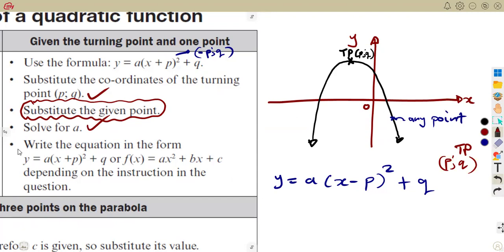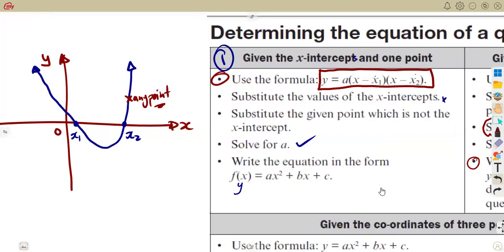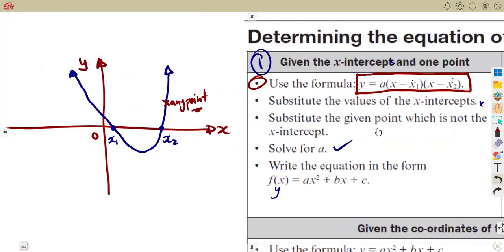After solving for A, write the equation in the form, so you can leave it in that form that you're already having, or you can expand it and write it in this way, depending on the instruction in the question. So there you have to follow the instruction of the question. It is different from this one. Also here, they can also specify the instruction. But in this case, you cannot leave your answer.